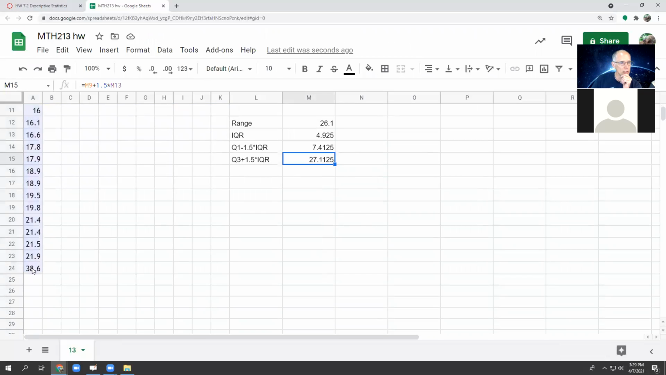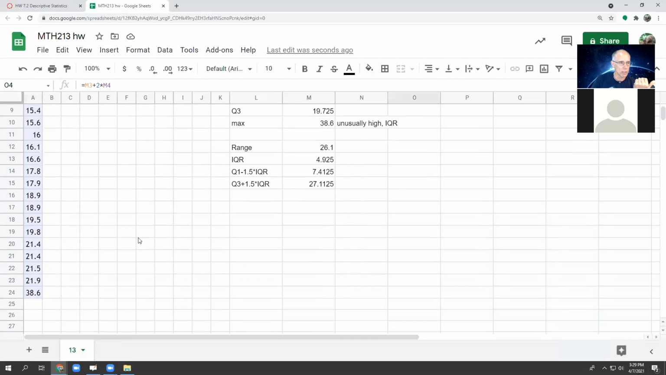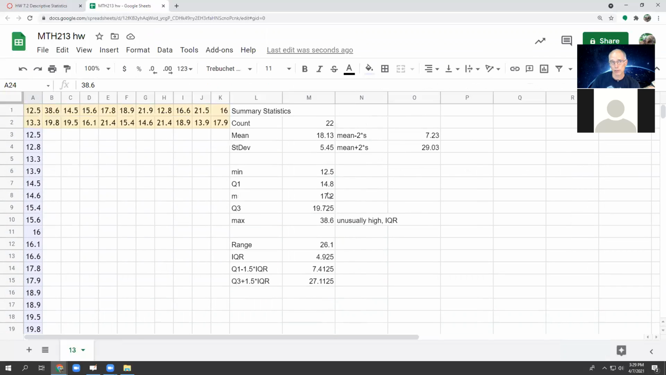So the only thing bigger than 27 was the max, and the only thing bigger than 29 was the max. Yeah, so there's only one outlier here, and both methods agree on it, which doesn't always happen. All right, so spreadsheet on the homework.